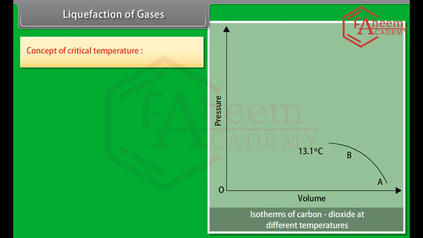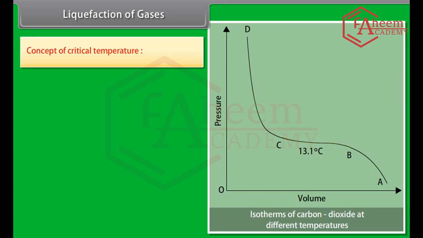Hence, volume decreases rapidly along the line BC. At point C, the liquefaction is complete. Now further increase of pressure has very little effect upon the volume because liquids are very little compressible. Hence, a steep curve CD is obtained. Thus, along the portion AB, carbon dioxide exists only as gas, along the portion CD only as liquid, and along the portion BC, the liquid and the vapor are in equilibrium with each other.